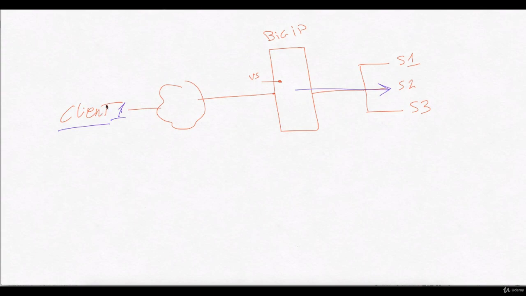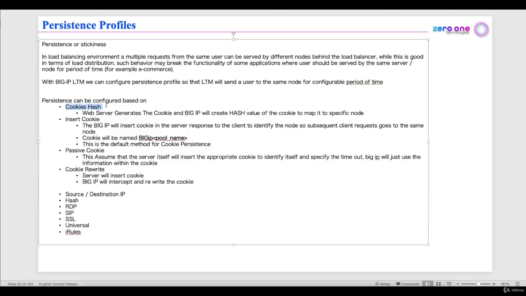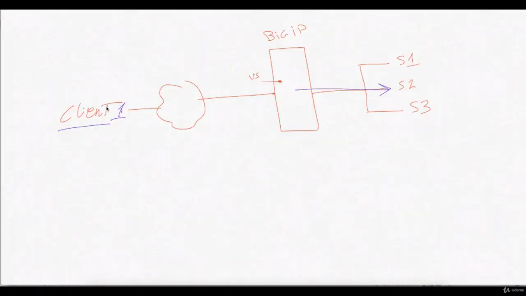So now to go back to the cookie hash method, if we want to use persistence with the cookie hash method, the server within its response will already be sending a cookie. Let's say, for example, cookie 1. So even without the load balancer, if the client connects to the server, it is already inserting a cookie for its own functionality.